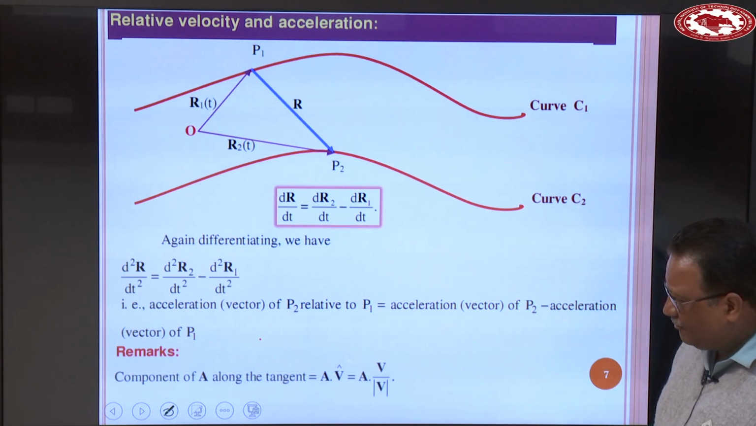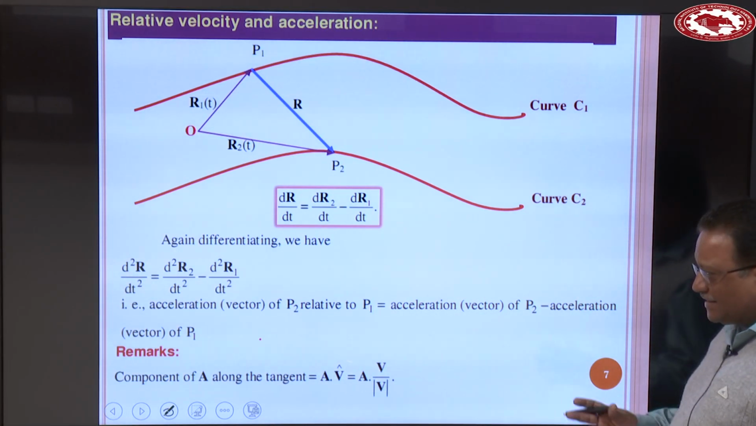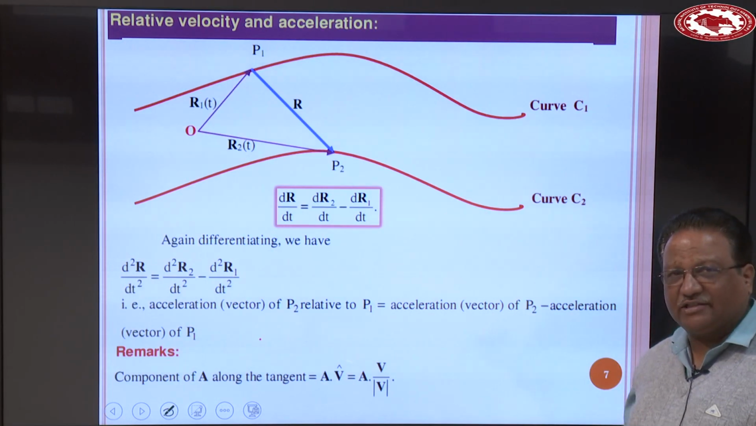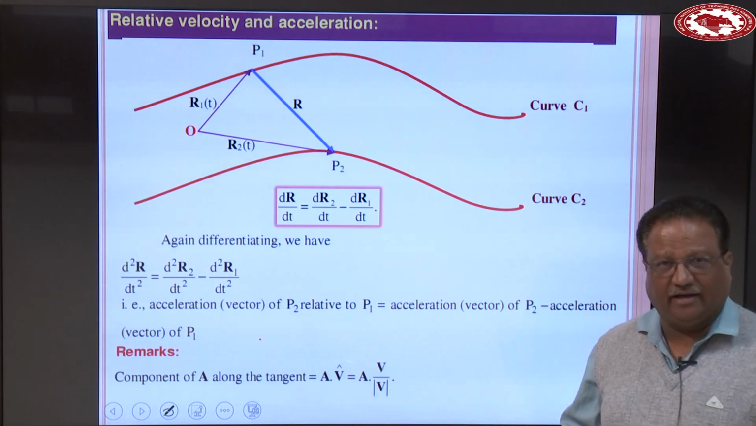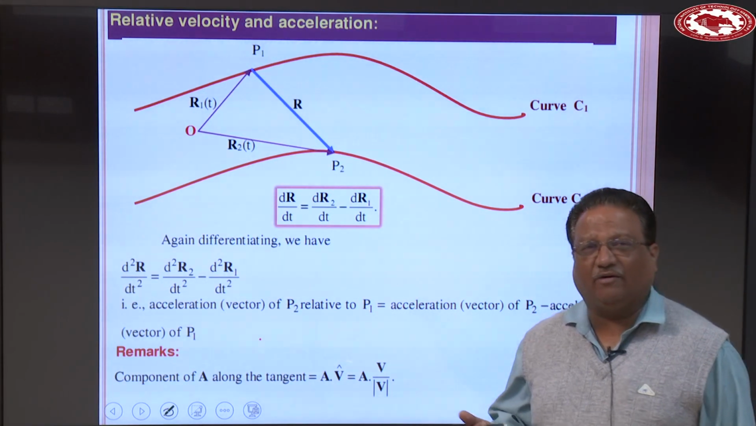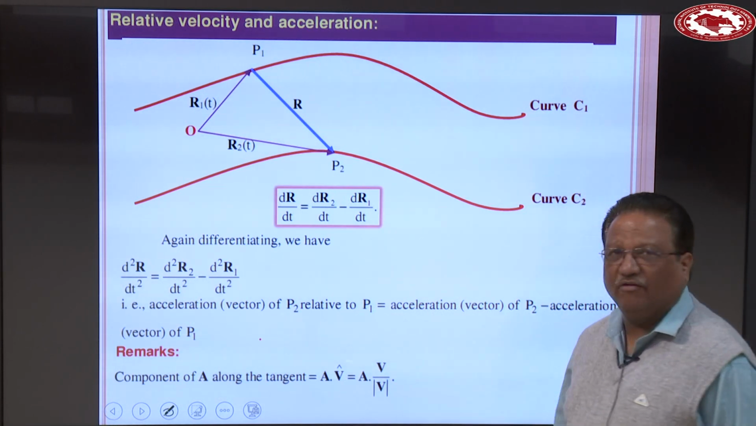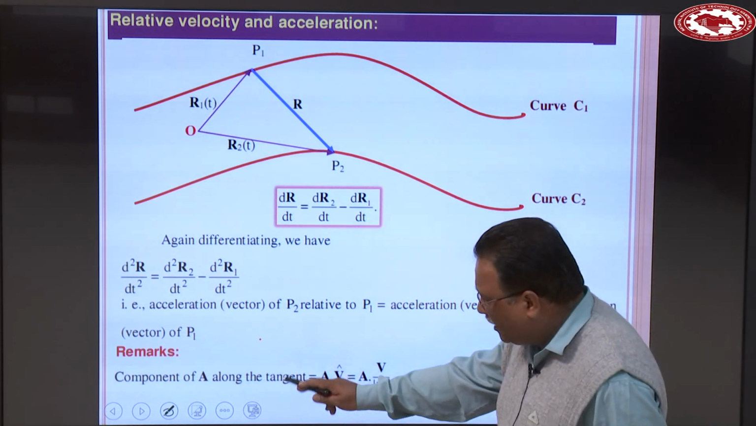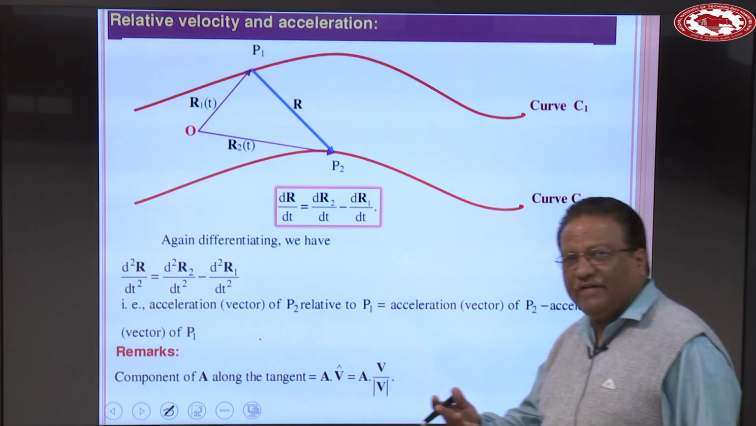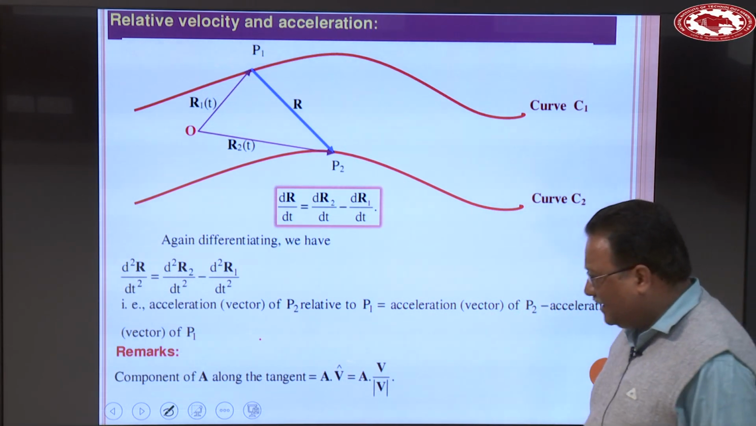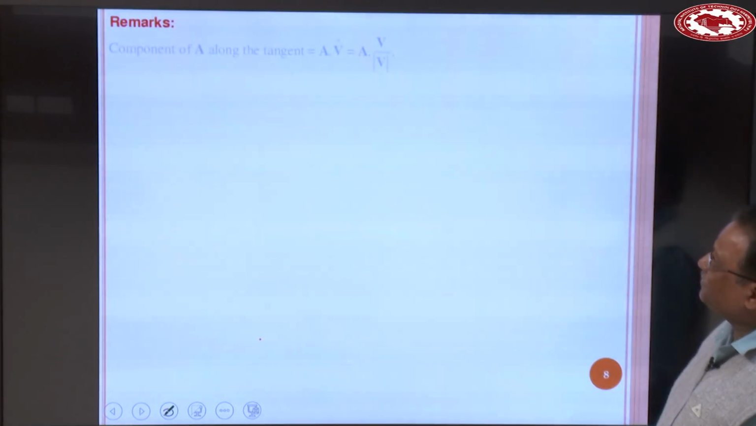And one very important remark is about the component of acceleration along the tangent. The direction of the tangent is the direction of velocity v. If velocity v is given, its unit vector is v divided by magnitude of v. So the component of A along the tangent is A dot v cap, where v cap is the unit vector towards the velocity vector, v divided by magnitude of v.